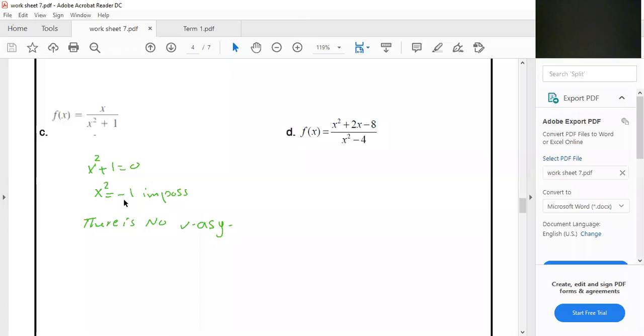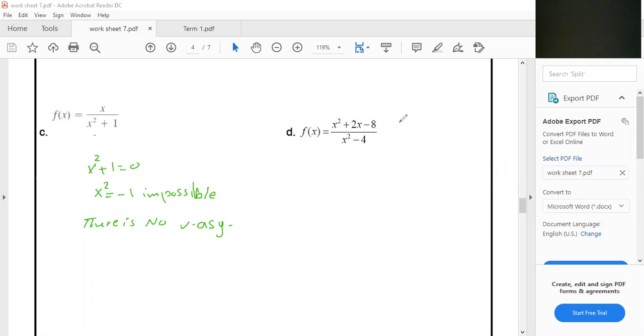Okay, as you see, x squared equals negative 1. Impossible to square the value. Sorry, I didn't complete here. Okay, I'm sorry. Impossible. There is no vertical asymptote.